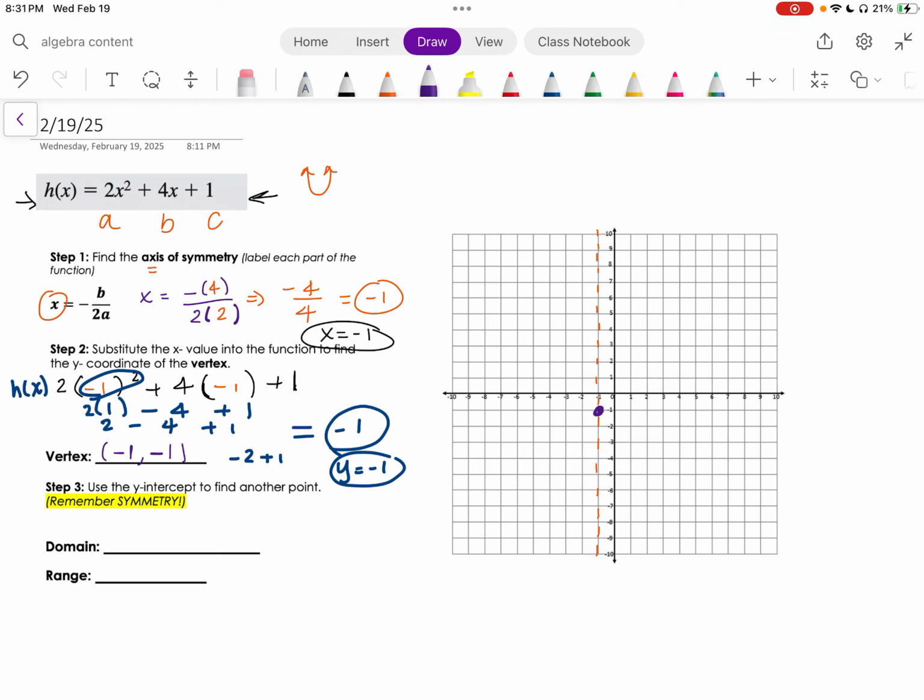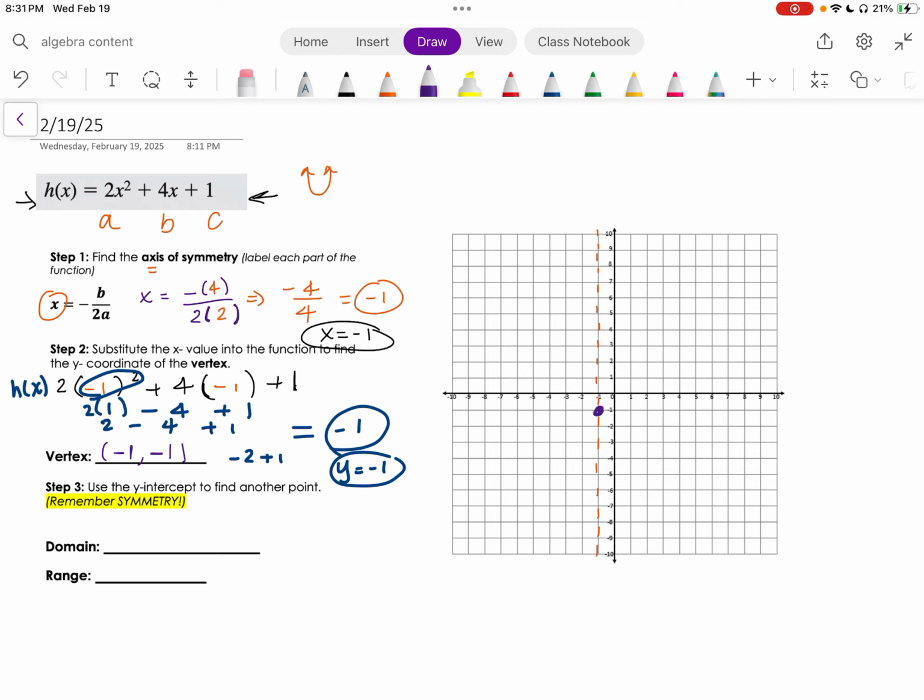This is the same x that is part of your vertex. We got negative 1. Once you have your axis of symmetry, you're going to substitute that x value into your function. The input that you place where you see x is going to produce your output as you start to follow your order of operations. When we substituted -1, we had -1 to the second power, which is +1. +4 times -1, that gave us -4. Bring down your 1. Go ahead and start solving. 2 times 1 is 2. 2 minus 4 is -2 plus 1. That's going to give us -1.